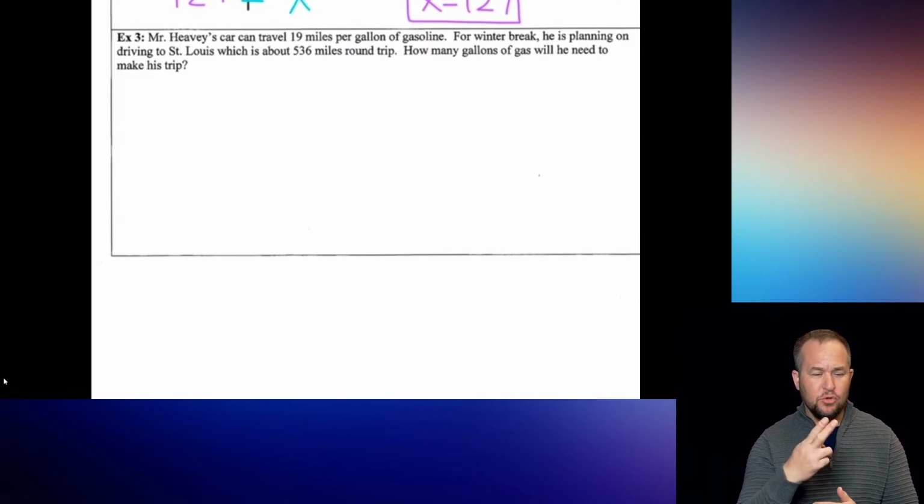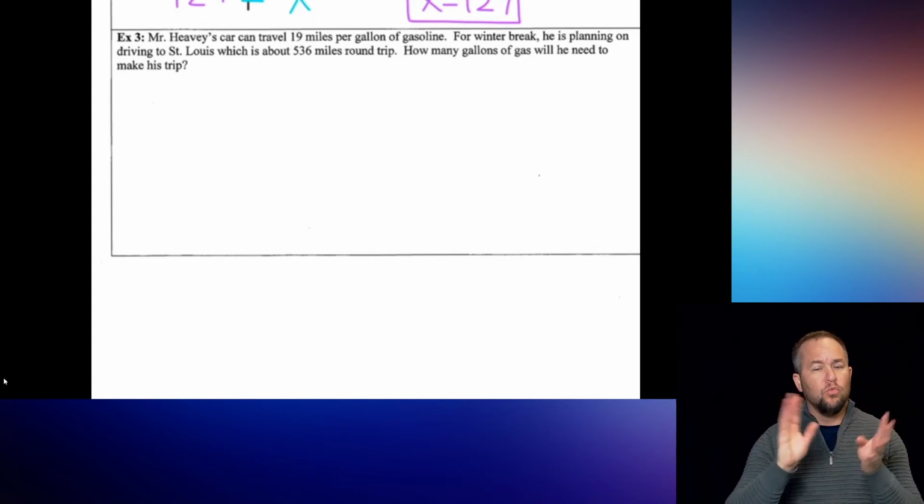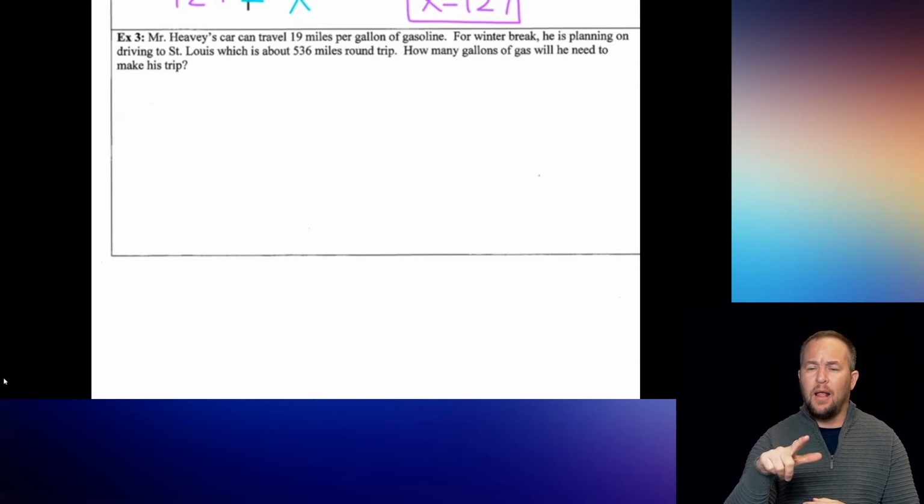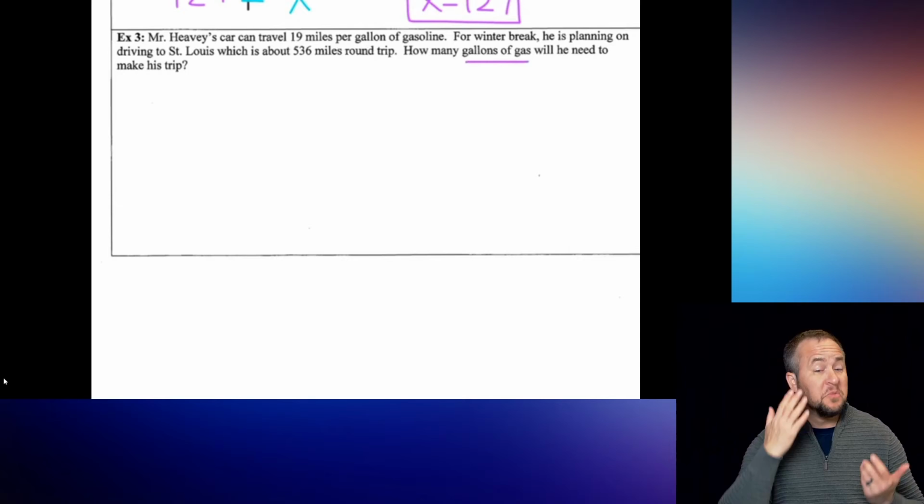His car can travel 19 miles per gallon of gas. So for winter break, he is planning on driving to St. Louis, which is about 536 miles round trip. So to get there and to go back, the total is 536. So how many gallons of gas will he need to make this trip? So again, what do we not know? Well, we don't know gallons of gas. We don't know how many that is.